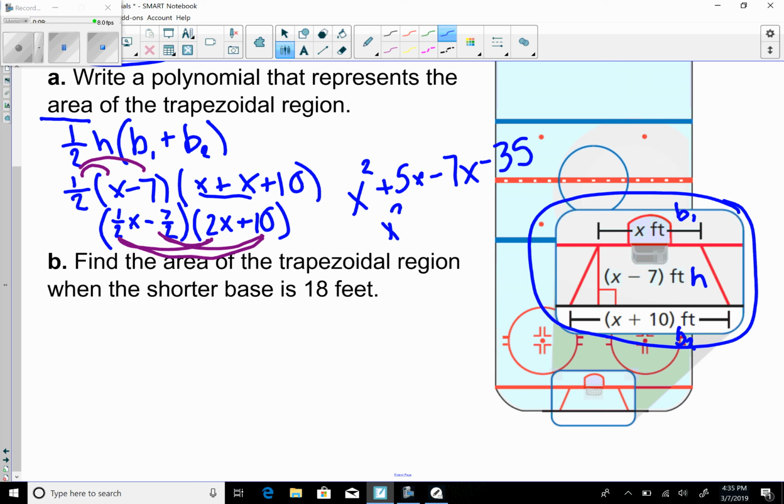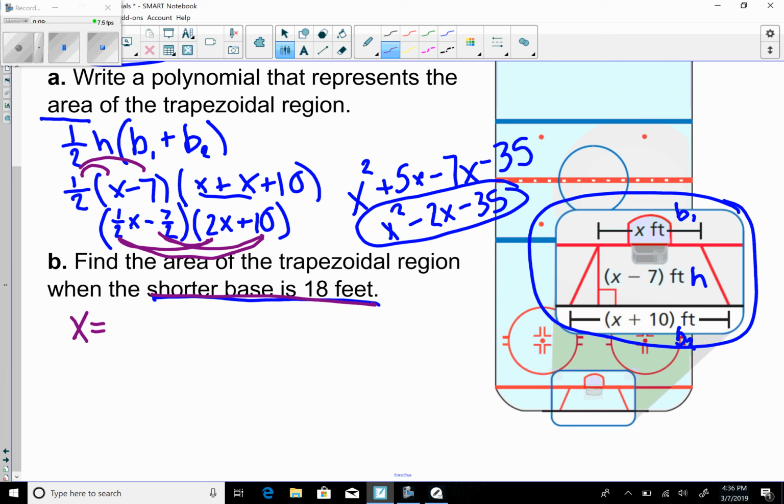Combine those like terms really quick. So x squared minus 2x minus 35. And that is the polynomial that represents the region. And then for part B, it says find the area of the trapezoid when the shorter base is 18 feet. Okay, so notice how the shorter base, that top base right there, is just x. They just want you to plug 18 in for x.